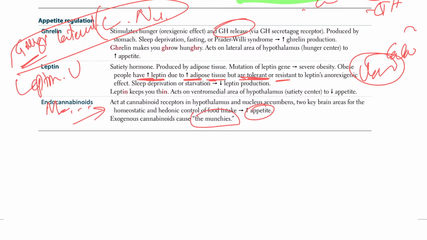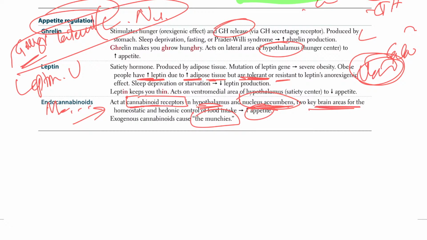So the way they act is they act on the cannabinoid receptors. Again, where? In the same way, the hypothalamus. So all of these appetite regulations are in the hypothalamus. So lateral, ventromedial, and cannabinoid receptors. And also the nucleus accumbens here, a new thing here. Two brain features which handle homeostasis. They do the normal job of homeostasis and hedonic control of food intake, leading to an increase in appetite.